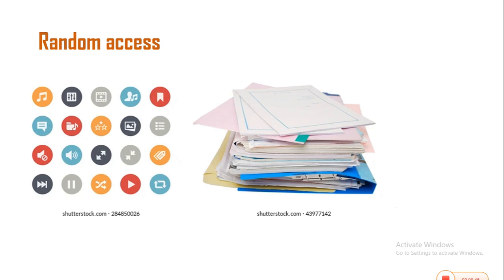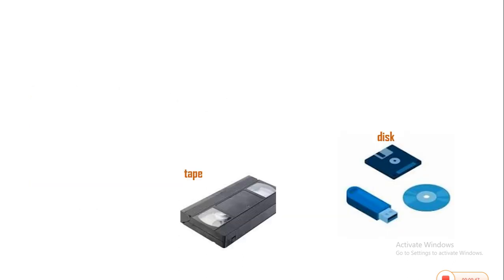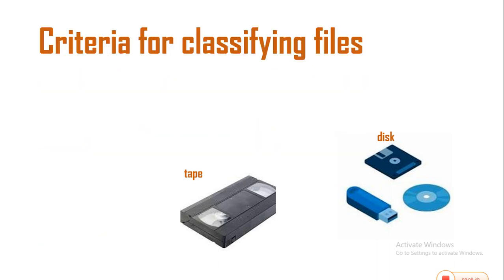Now let's look at the criteria for classifying computer files. One of the criteria for classifying computer files is the nature of the content of the file. If the content of the file rarely changes, or if the content of the file is static, a sequential organization is needed. If the content involves regular updates and retrieval, random access, random organization is needed for classifying such a file.